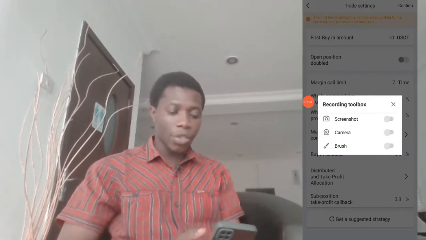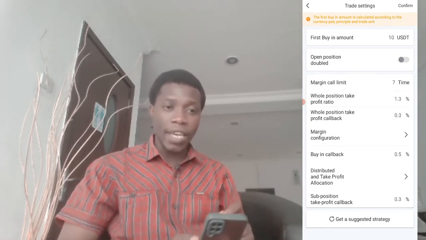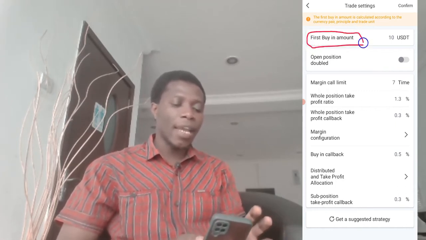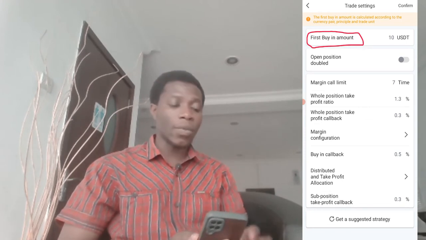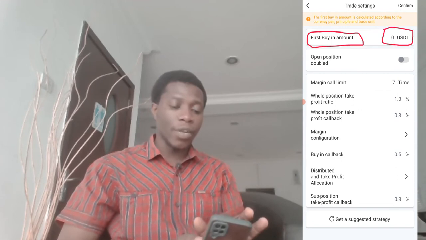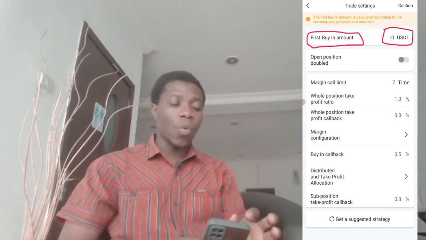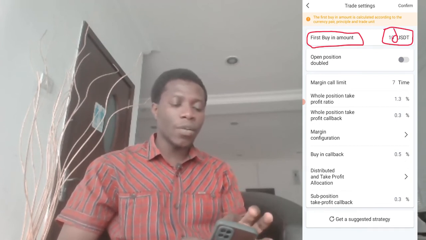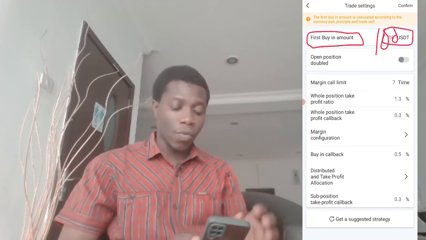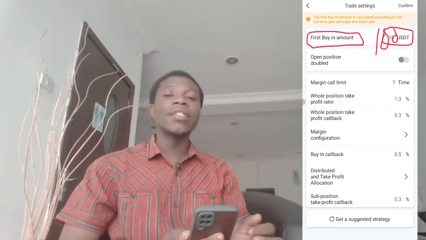Let me bring out my brush to explain it. Okay. So the first thing you can see here is very important. It says first buy in amount. We have 10 USDT equivalent to $10. So you can as well change it to $100, $1,000, depending on your capacity, what you can do. And you can as well trade with that $10.